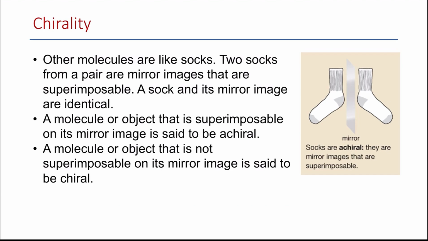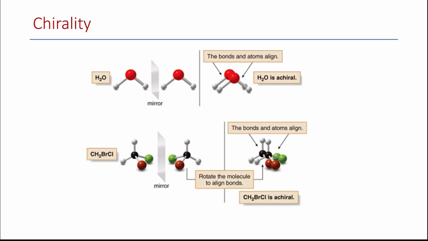So let's apply this principle on an actual molecule. Let's have a look at water. Water, as we know, H2O, consists of one oxygen atom connected with two hydrogens. This is the mirror image for the water molecule. But if you look at these two, they are superimposable on each other, which means the water molecule is not chiral.